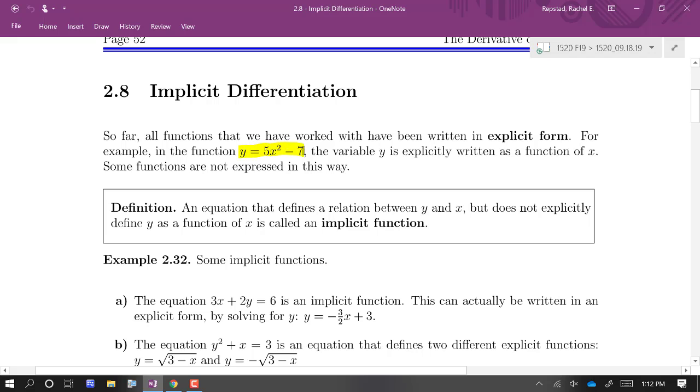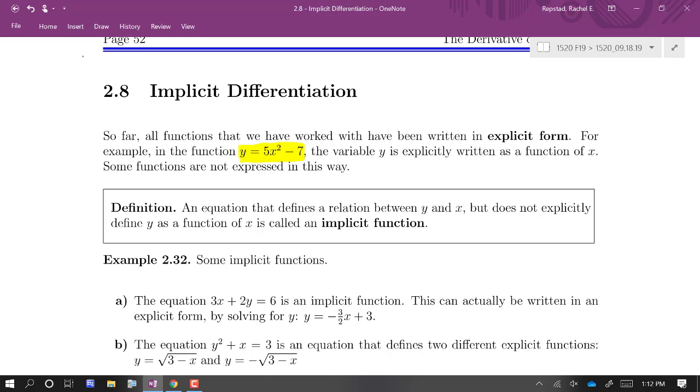Like, there's an explicit function. It's set up so that one side is just x's, so that if I know what x is, once I figure it out, it just spits out what y is. Y equals, and then only things with x's. That's an explicit function.